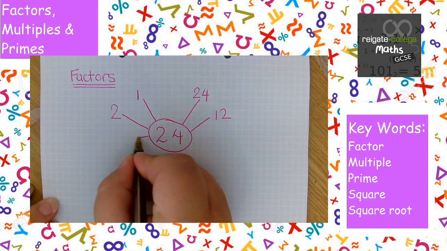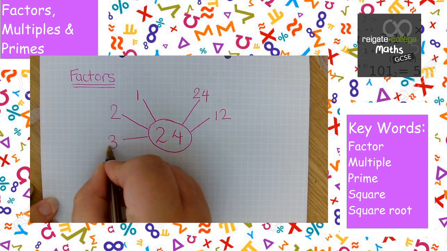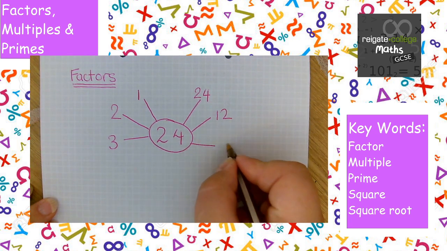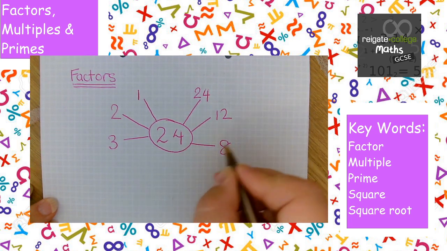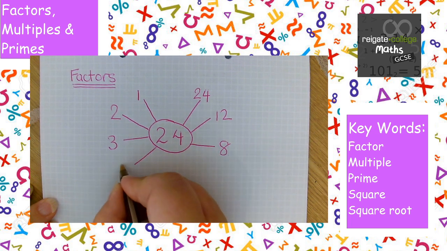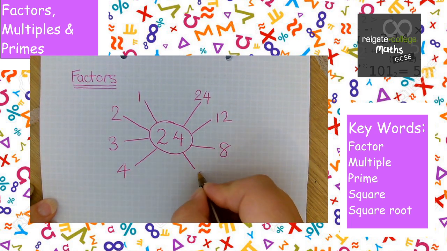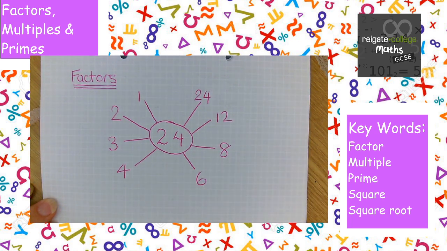3 is also a factor. What do I multiply 3 by to make 24? That's 8. 4 is also a factor, and I multiply 4 by 6 to make 24.